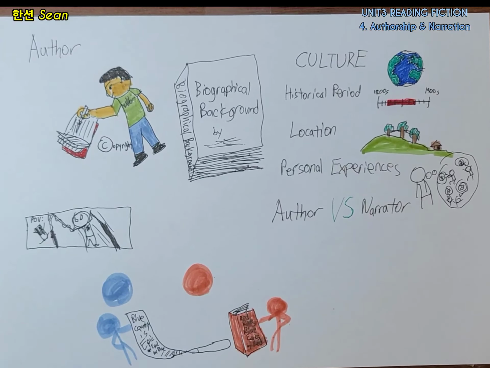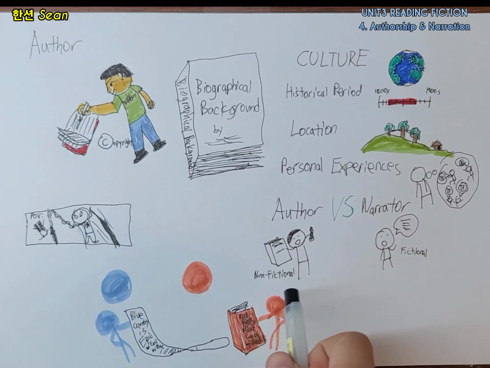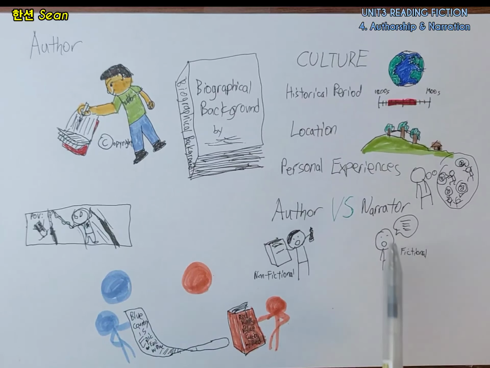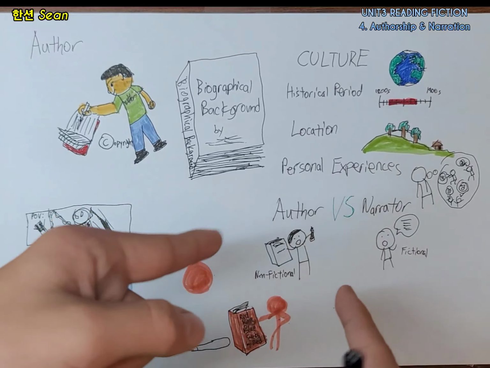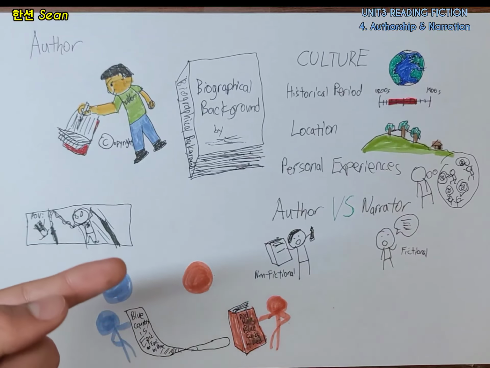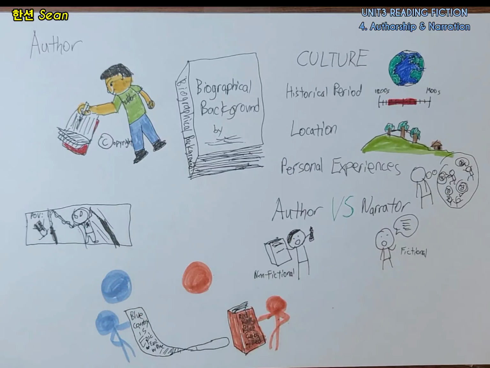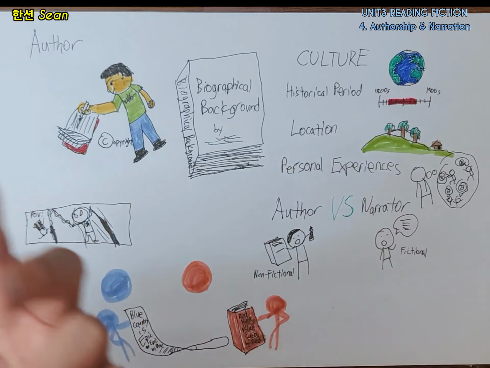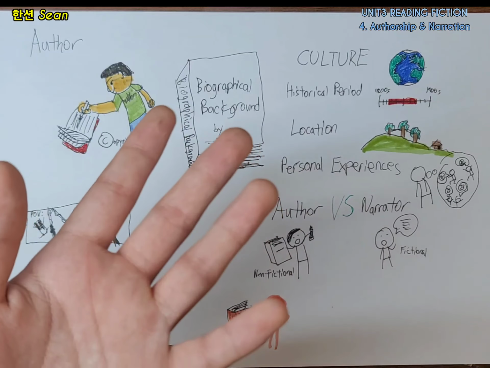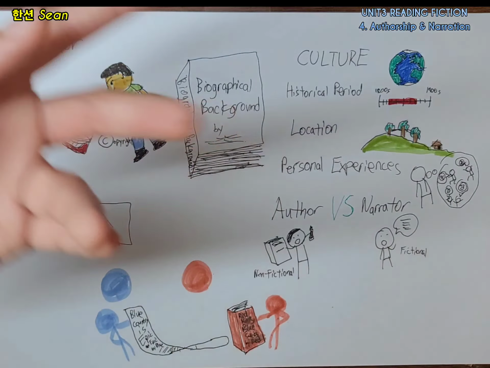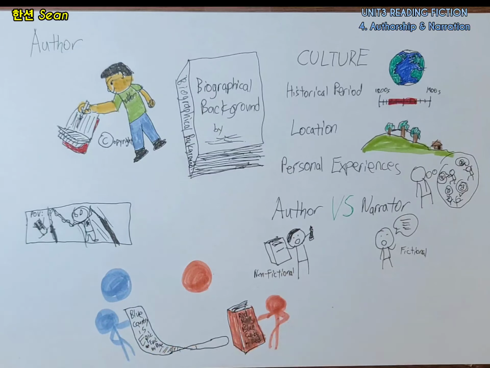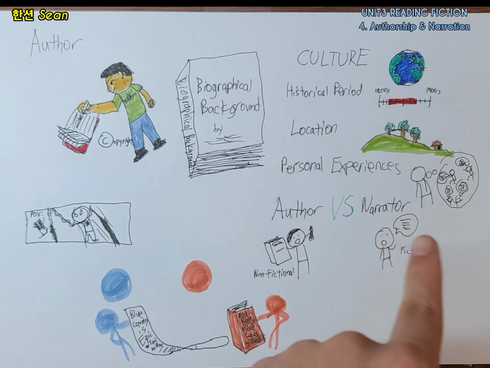And now let's compare the author with the narrator. The author is actually non-fictional. A narrator is usually fictional, but sometimes the author can be the narrator if it's about him. If it's him talking about his life, then it's a non-fictional perspective. But if the one narrating and telling the whole story is a character that the author made, then it's fictional. The author and the narrator are not the same thing, unless it's an autobiography.